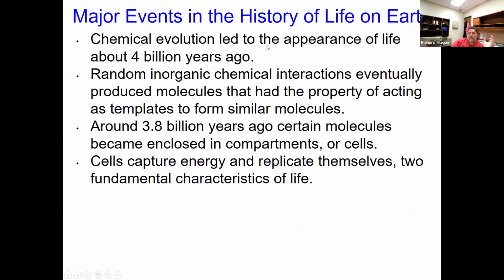So here are some of the major events of the life history on Earth. Chemical evolution led to the appearance of life about 4 billion years ago. Initially, it would have just been random inorganic chemical interactions, and then lightning and natural forces made basic simple molecules that got enclosed into some type of simple cell that was able to replicate itself over time. Again, all the ways that happens is still not fully understood.